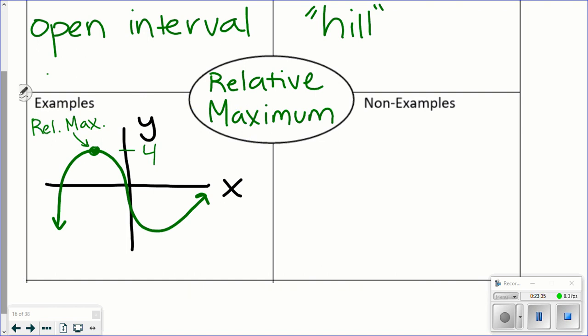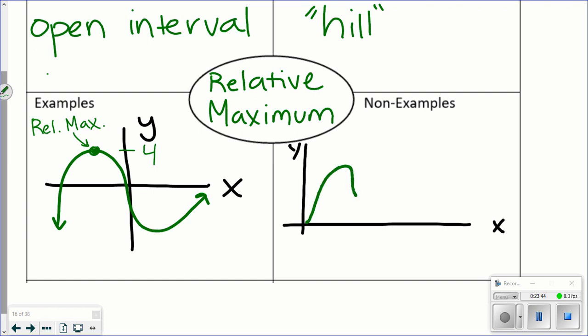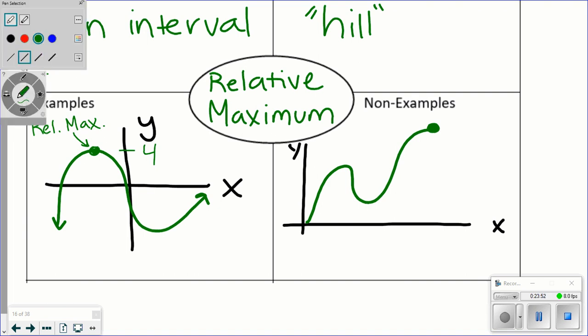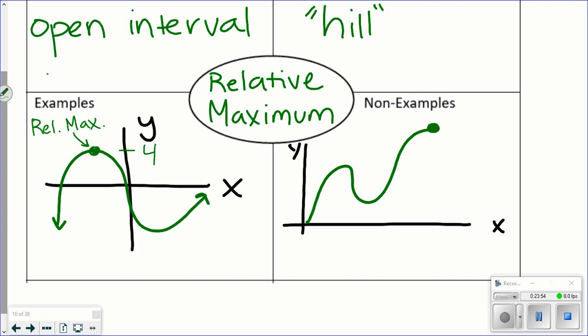And then let's draw another graph. Here's my x and my y. And let's say it looks like this. This does not work for a relative maximum because this high point occurs at the endpoint, so it doesn't work. So this is not a relative maximum.